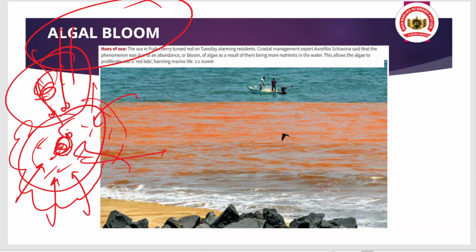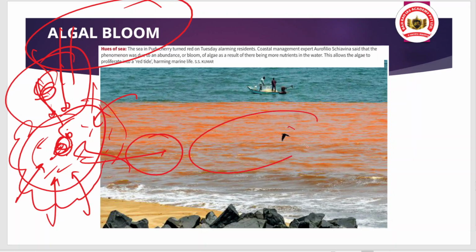And this is not good from the perspective of the marine species, because the algae may decrease the incidence of sunlight, and that may cause the death of the marine species. So this is not a good thing.